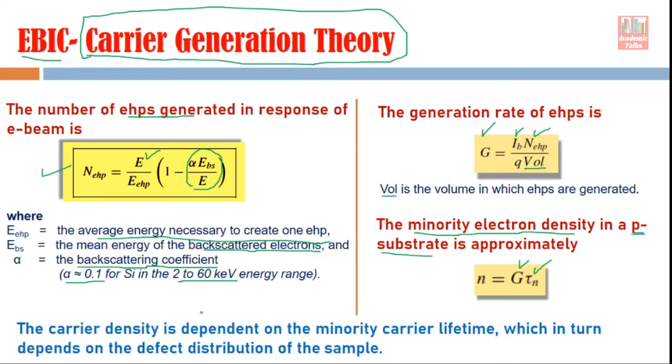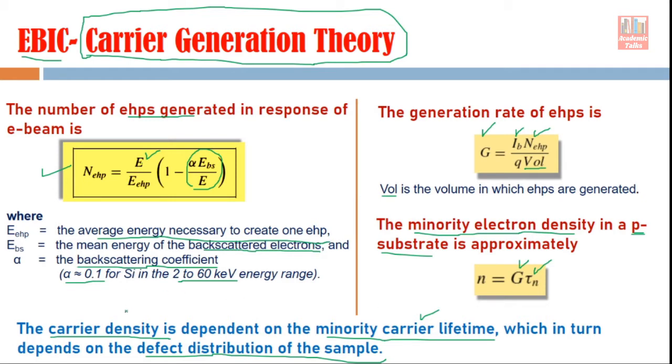So that way we can say that the carrier density in the semiconductor is dependent on minority carrier lifetime. The tau is a lifetime, which in turn depends on the defect distribution of the sample. So how many defects are present in the sample? Those defects will decide the carrier lifetime. If more defects are present, the possibility of recombination of the carriers is more, or you can say the carrier lifetime is less in that case, and that way the carrier density will be affected, and so current will also be affected.